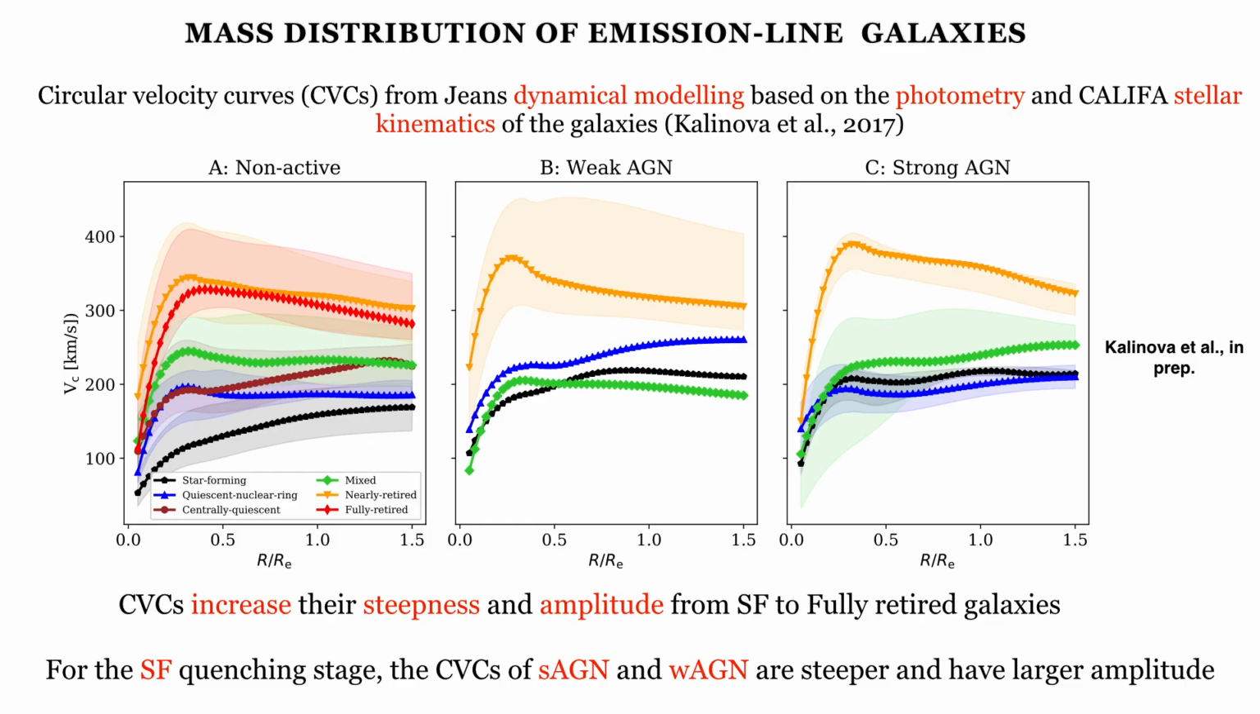The average circular velocity profiles of the QuestNA emission-line classes show that the CVCs increase their steepness and amplitude from star-forming to fully retired galaxies. Regarding the nuclear activity classes, the circular velocity curves of strong AGN and weak AGN are steeper and have larger amplitude regardless of the star formation quenching stage.